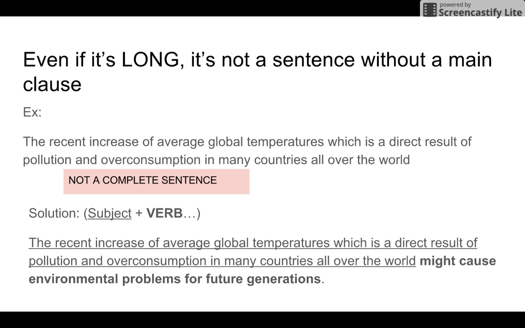And this is one of the biggest problems that students have. So please take your time, look through some of these examples, and good luck on your homework in your workbook.